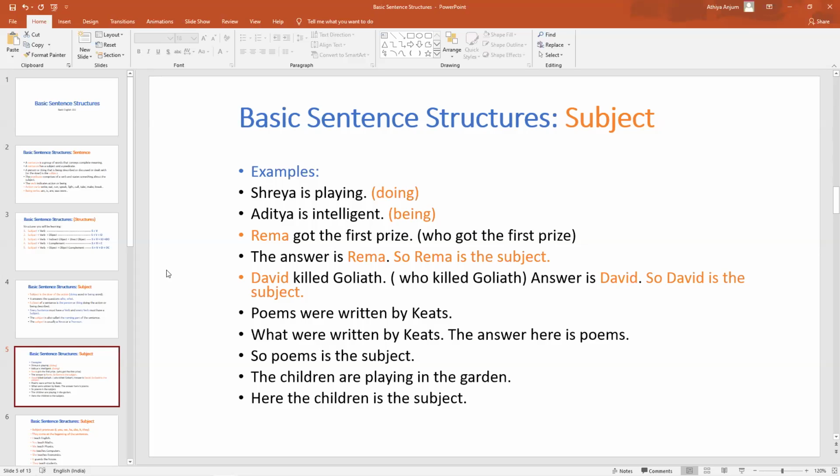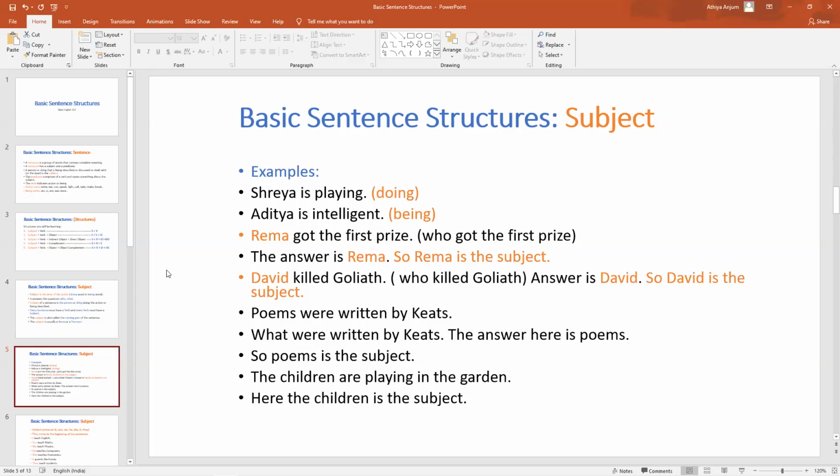The next one, David killed Goliath. So here you have two names. The first name is David, and which is the verb there? Killed. Killed is your verb. So killed is preceded by David. So again, a name, a naming word, a noun, and that forms your subject, the doer. He did something. So David is the subject.